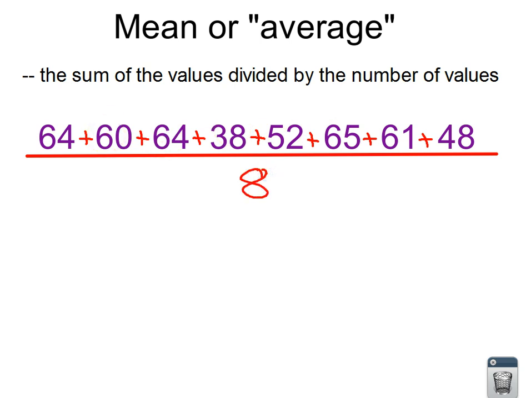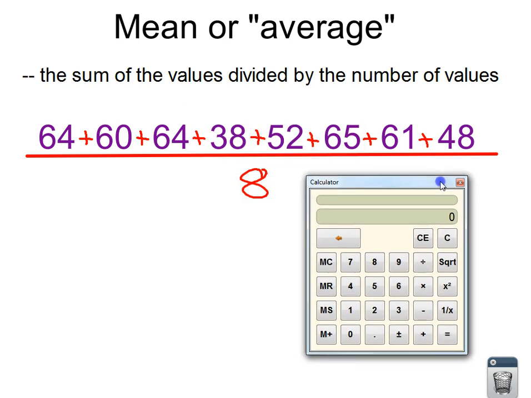All right, it's time for the calculator. Let's start from the left and go to the right. So we have 64, 60, 64, 38, 52, 65, 61, and 48. Make sure we got them all in the line here. That is going to equal a total of 452.